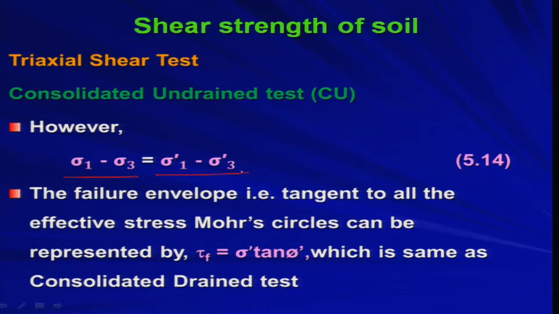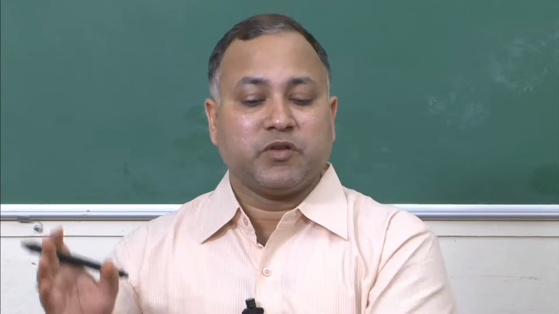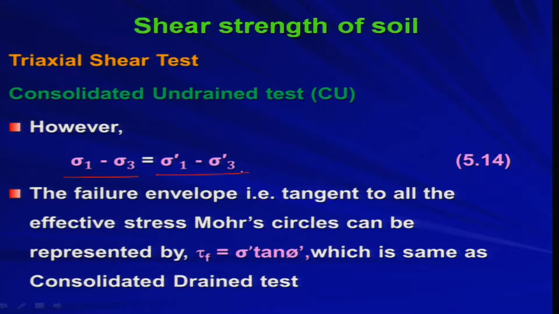So, that difference is not changing. The only change is that sigma 1 is getting changed to sigma 1 prime from total to effective, and sigma 3 is getting changed to sigma 3 prime from total to effective. But the difference between sigma 1 and sigma 3 will remain the same as the difference between sigma 1 prime and sigma 3 prime. So, the failure envelope that is tangent to all the effective stress Mohr circles can be represented by tau f equal to sigma prime tan phi prime, which is the same as the consolidated drained test, right.